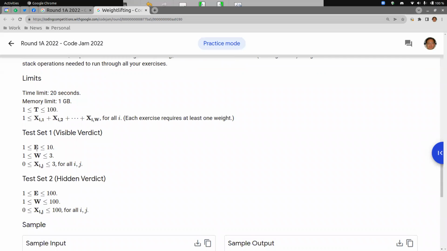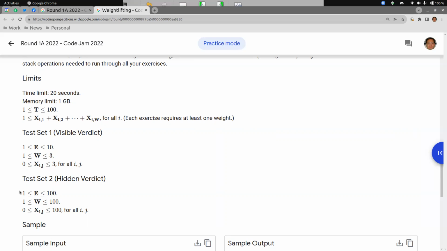For the small case, there are at most 10 exercises, and in each exercise, there are only at most 3 different types of weights. And for each exercise, you're required at most 3 of each type. The second case is everything is much bigger. Everything is up to 100. You can have 100 exercises, 100 different types of weights, and each exercise can require at most 100 of each type of weight.